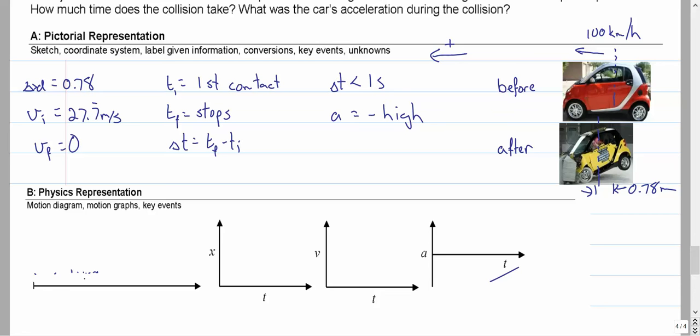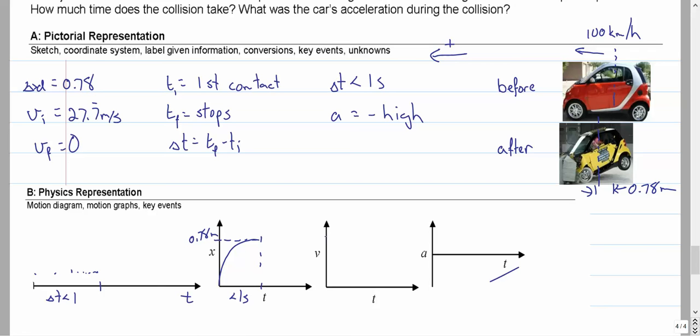So here's our motion diagram. We've got this period of time. As we're tracking our position over time, this delta t should be less than 1 second. We know I'm going to have a high velocity, so I'm going to have a steep slope to begin with, and it's going to come to a stop, and this distance is going to be 0.78 meters. This time, which we don't know just yet, is less than 1 second. We expect it to be small.